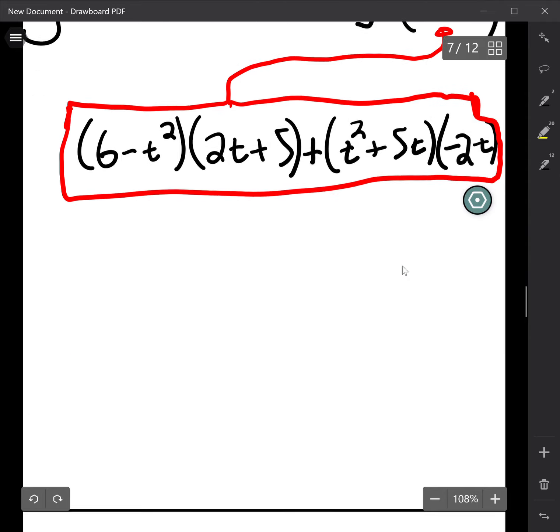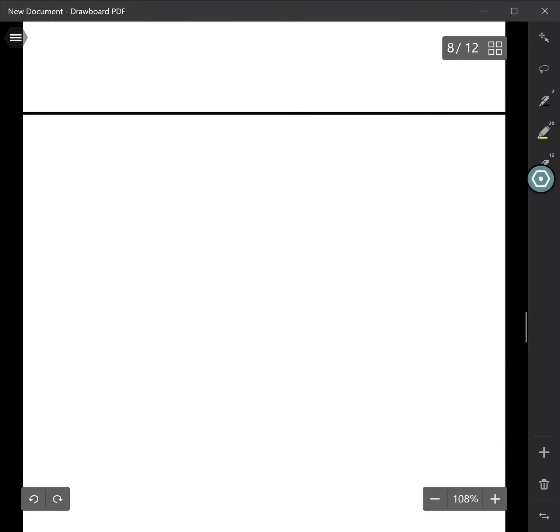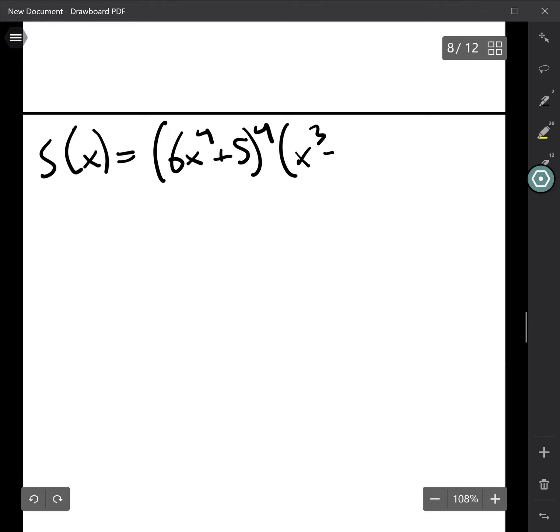As our last function of the day, and in fact I'm going to scroll down to here, give me a lot of room to write. We have the function s of x equals 6x to the fourth plus 5, all to the fourth power, times x cubed minus 7x, all raised to the third power.